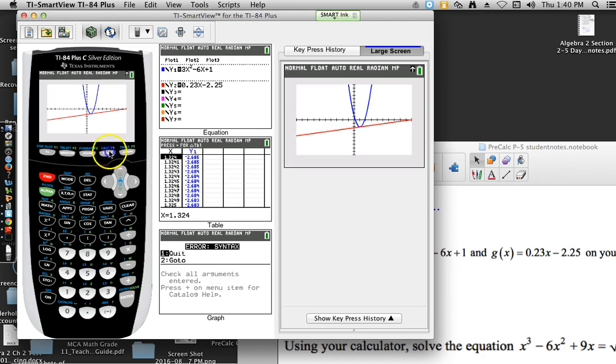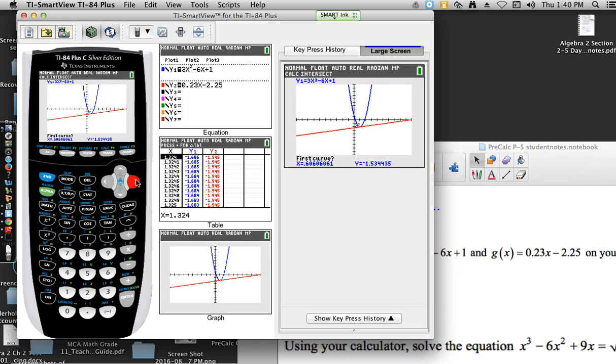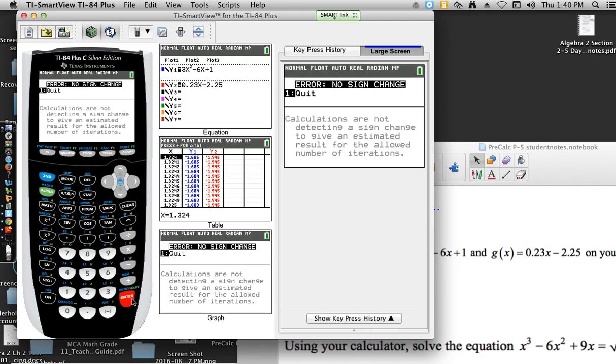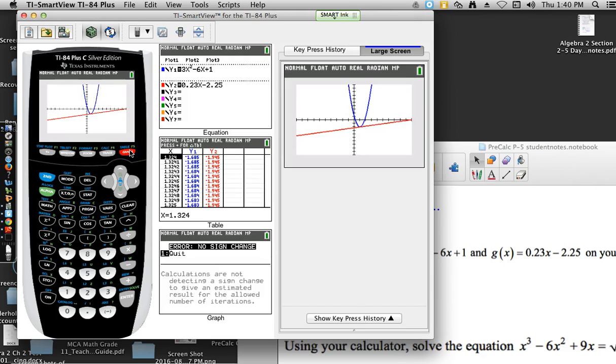So that's an intersection. Let's hit second trace, number 5, and tell Blinky, come on down here, Blinky. I'm pretty sure there's an intersection coming down here. So right there. There might even be 2. And we hit enter to guess, and look at what we get. No sign change. Calculations are not detecting a sign change to give an estimated result for the allowed number of iterations. What does that mean? It's trying to tell us they didn't hit each other. But if we look at this graph, we would absolutely be convinced that there's an intersection there.